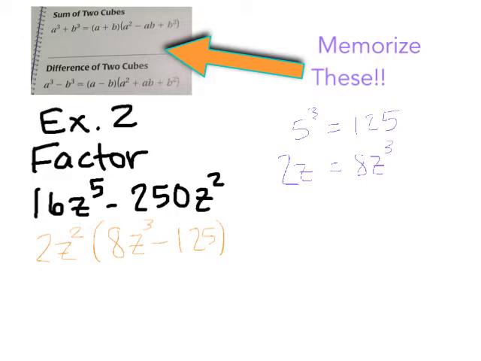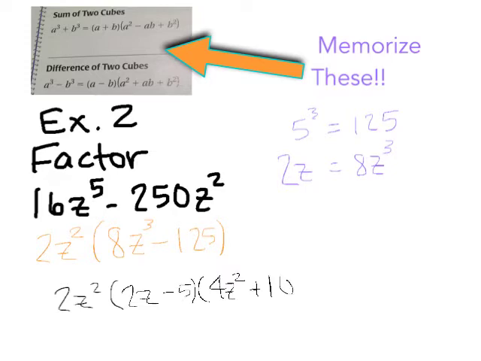And so what I'm going to end up with is 2z squared times, and then since I've got minuses, I'm going to have a minus here. So this would be 2z minus 5 times 4z squared, and then the opposite sign, plus, and then multiply those two together, 10z plus 25. And that's all there is to it.